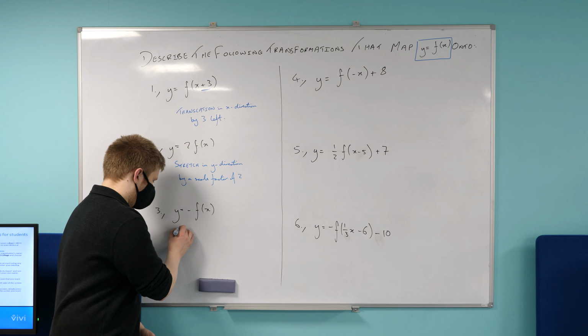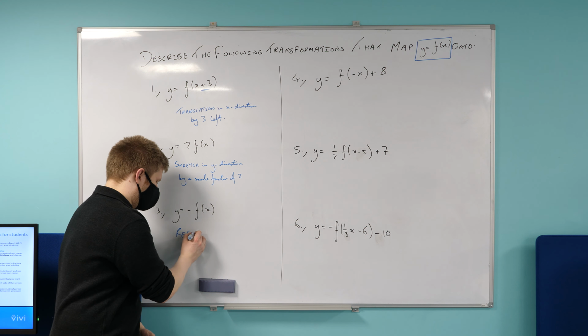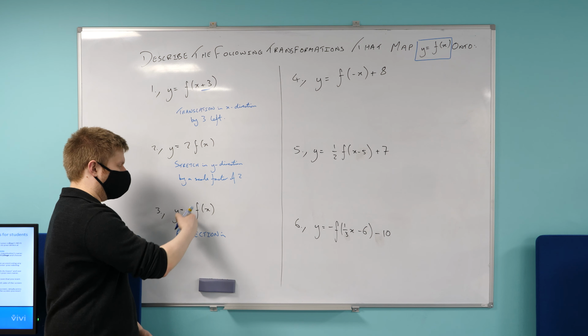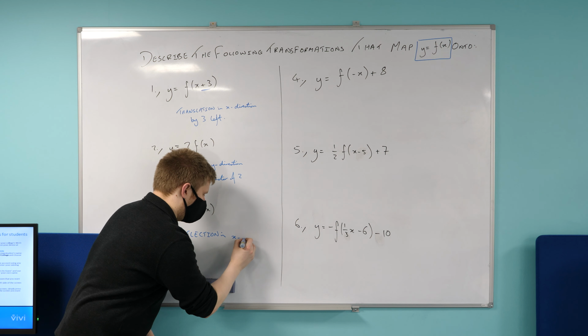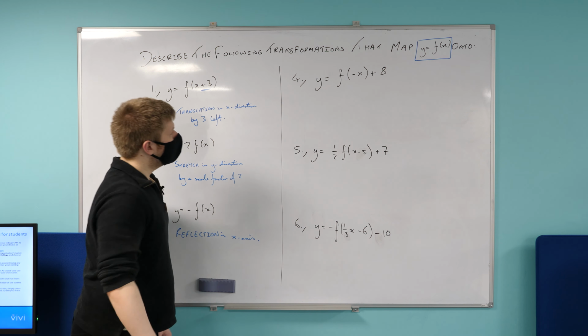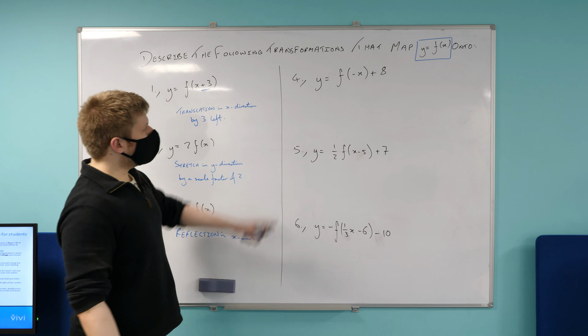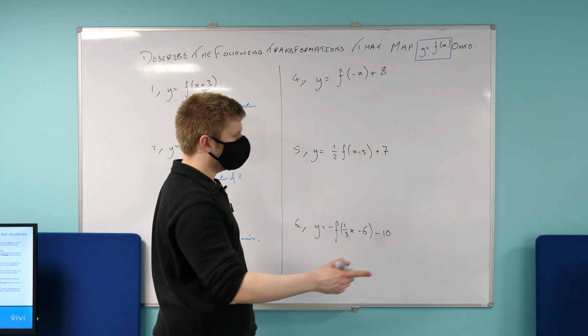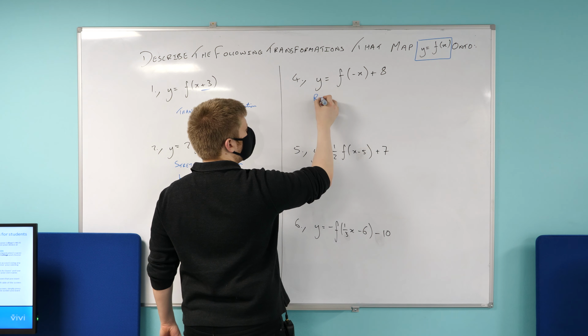Reflection in the x. Good, excellent. So it's a reflection in the x-axis because you're making all of your output values negative. Perfect, well done. Okay, what about number 4? So slightly more complex ones. I put reflection in the y by 8.